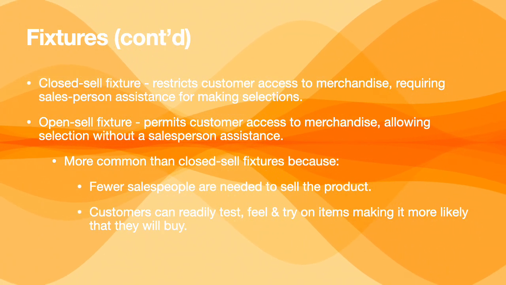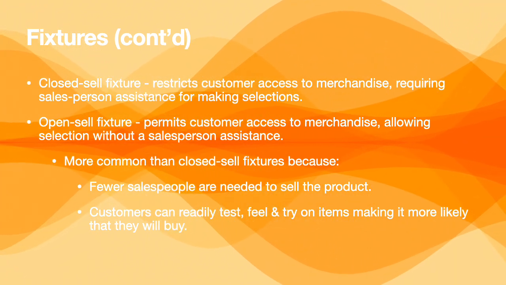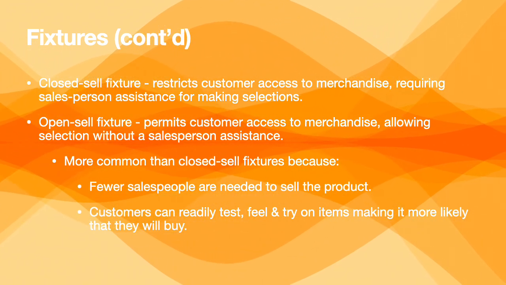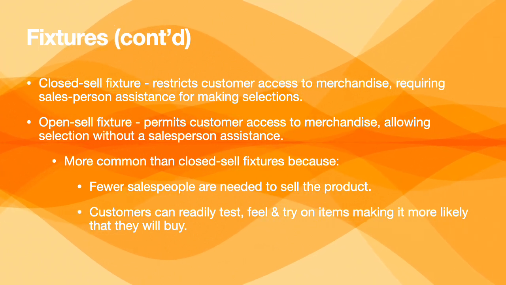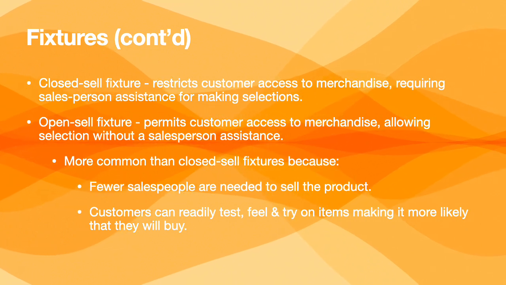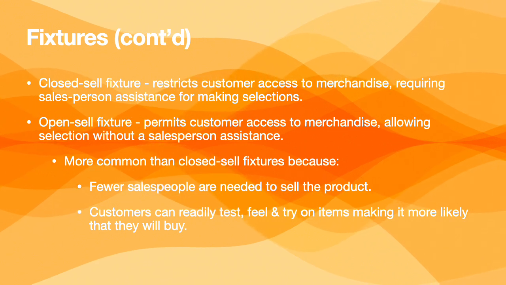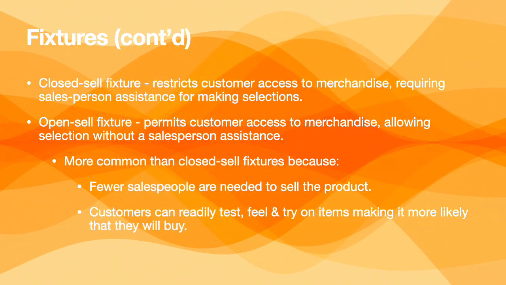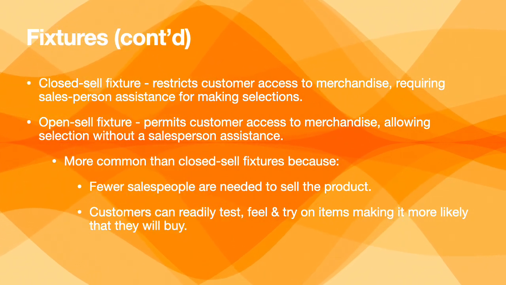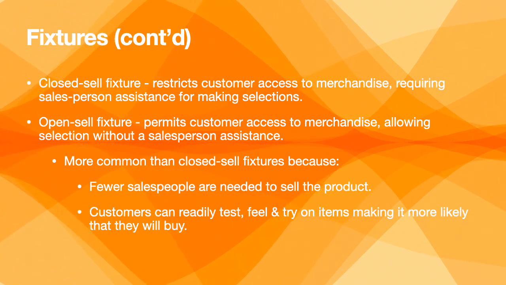Closed sale fixtures restrict customers' access to merchandise. It requires a salesperson's assistance for making selections. Open sale fixtures permit customers access to merchandise, allowing selection without a salesperson's assistance. Open sale fixtures are more common than closed sale fixtures because fewer salespeople are needed to sell the product, and customers can readily test, feel, and try on items, making it more likely that they will buy.